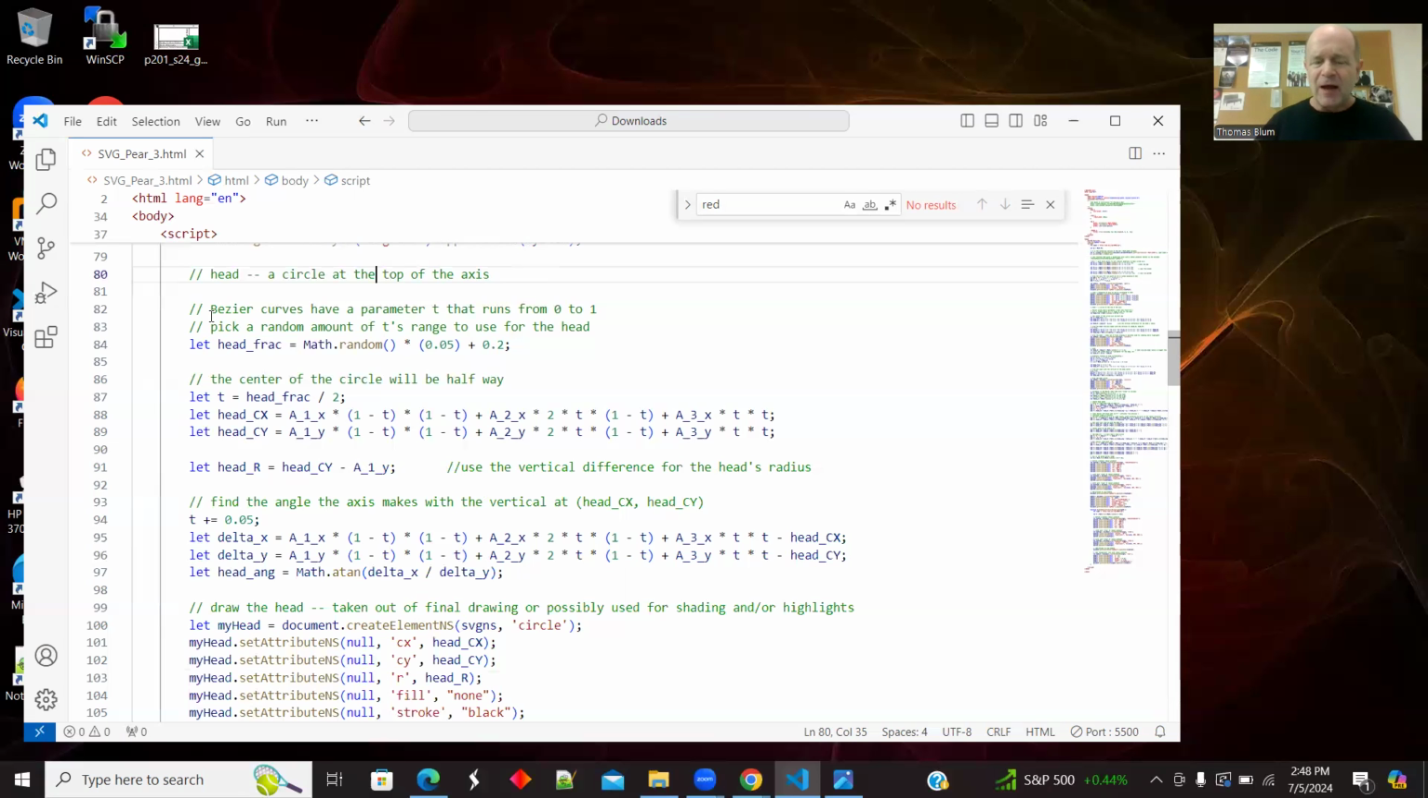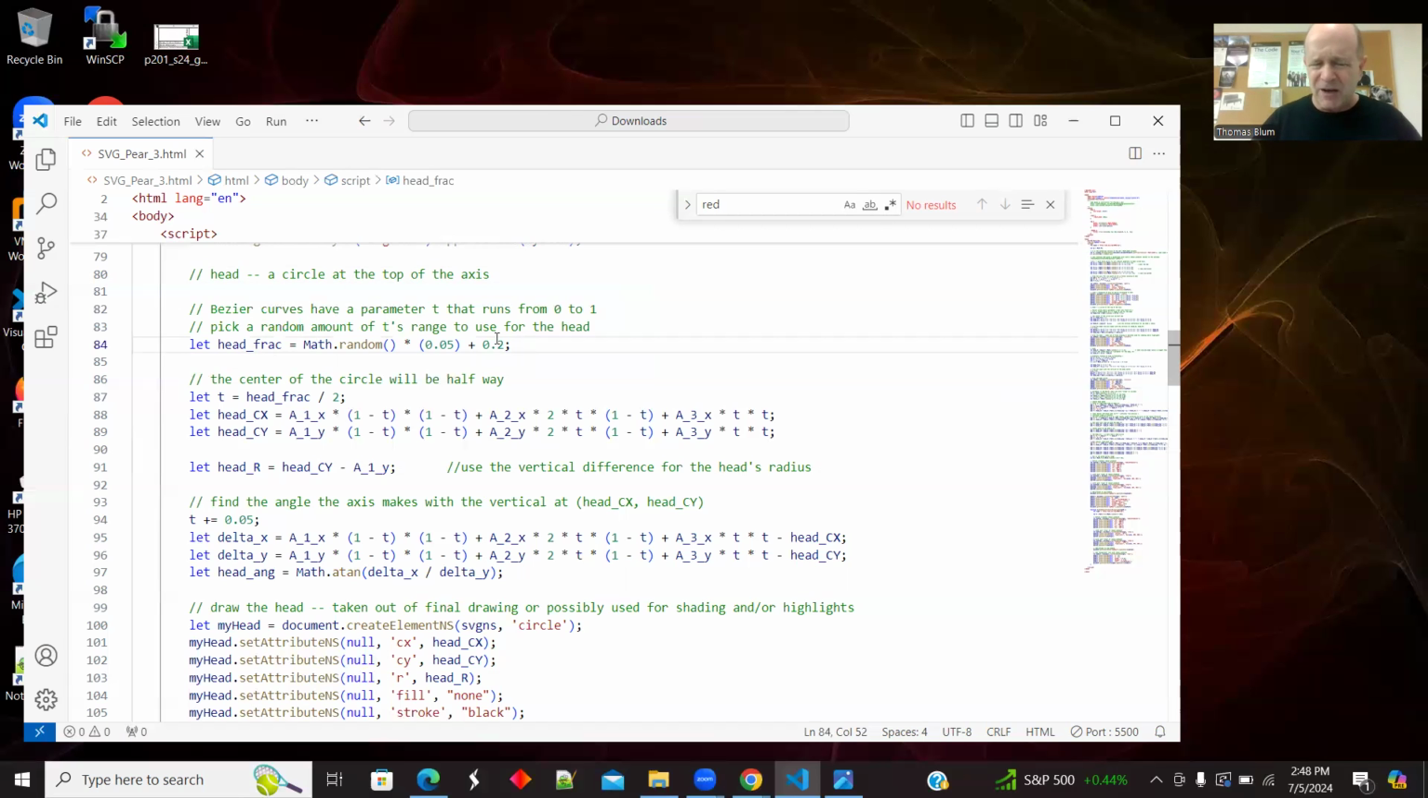And then for small t's, you're sort of moving away from your first anchor toward the middle point. And for values close to 1, you seem to be moving from your control point, that middle point, to the final anchor. Okay. And so I'm just taking advantage of this idea of t, and I wanted to make the head sort of take up a fraction of this t range.